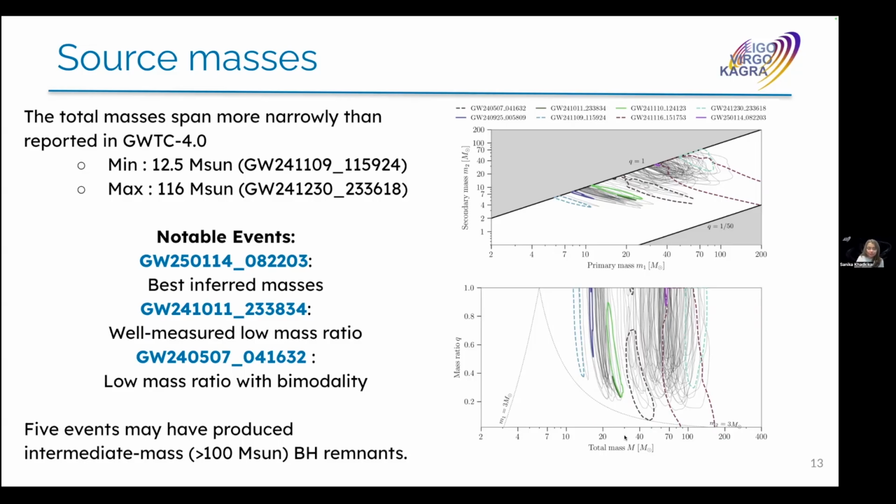Then if we look at GW240507, that is a low mass ratio event as well, but it also shows bimodality. That is something that is notable about this event. Amongst all of these events, there have been 5 events which have a remnant mass greater than about 100 solar masses. This means that this can be categorized as, or is very consistent with the categorization of, an intermediate mass BH remnant. The way that we find these events is any event whose median of the remnant mass is greater than 100 solar masses. If we can go on to the next slide.